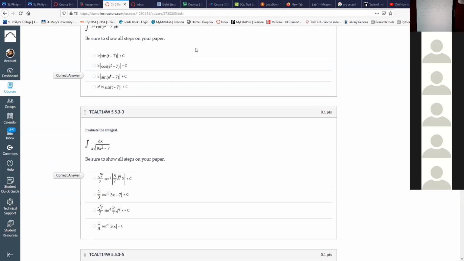So okay, let's go ahead and do it. Integral of dx over x square root 9x squared minus 7. Okay.